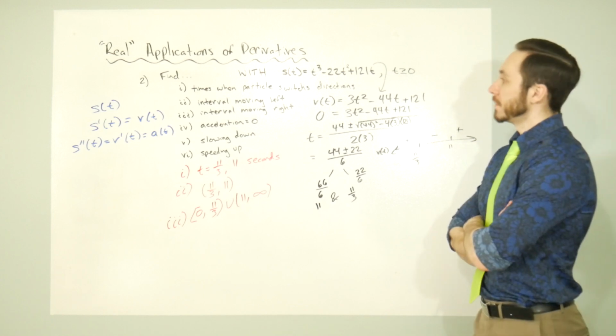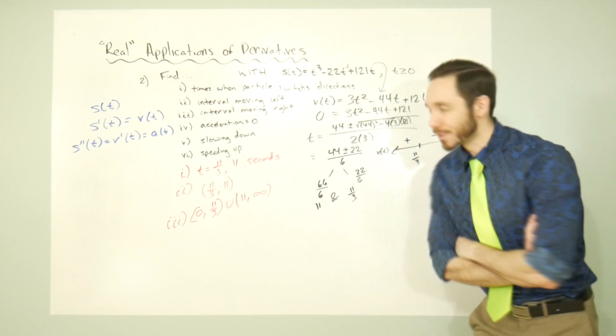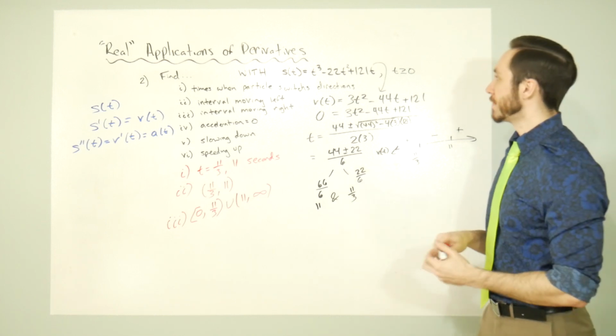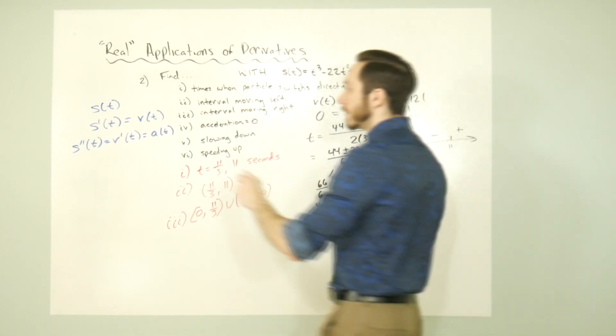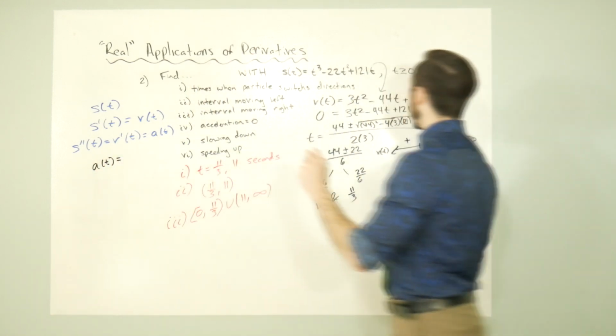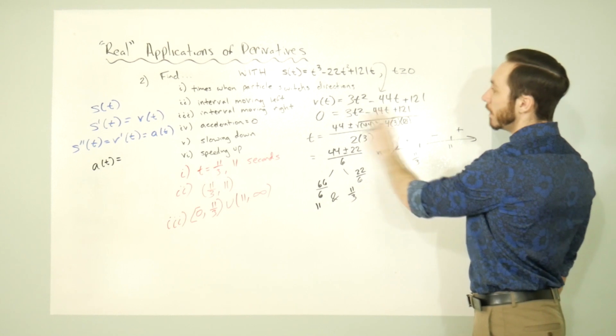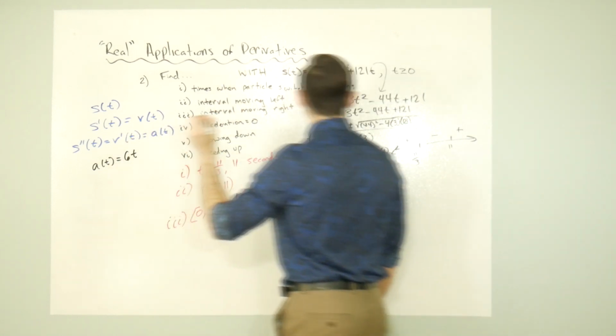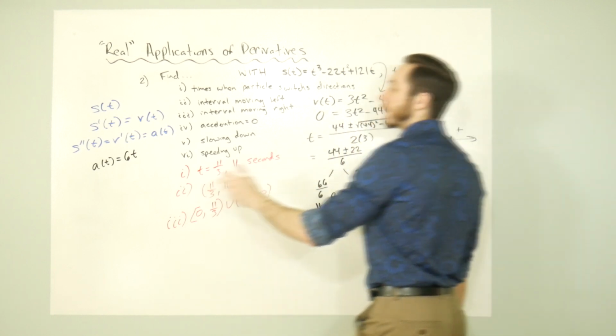The next problem asks for acceleration. So acceleration we shall do, and maybe I'll do that with that empty space over here. Let's take the next derivative. So a of t, what's that going to be? Our constant's going to go away. We now have 6t and then minus 44.